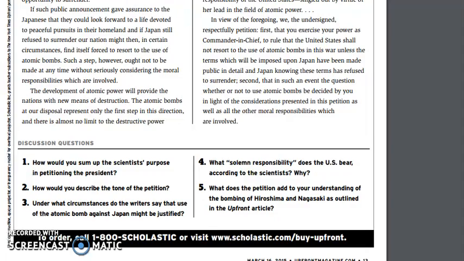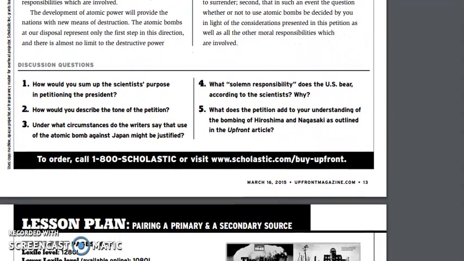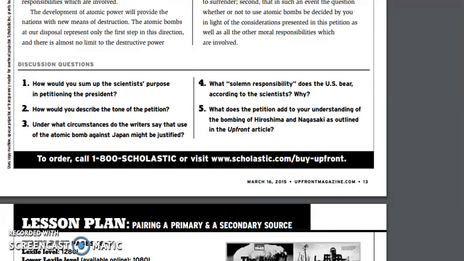I want to take a look at that third question. Under what circumstances do the writers say that the use of the atomic bomb against Japan might be justified?